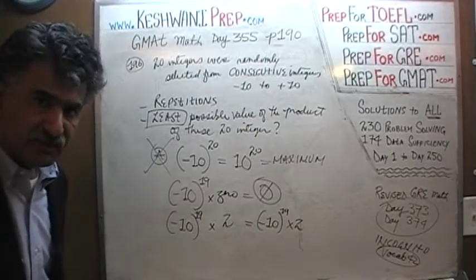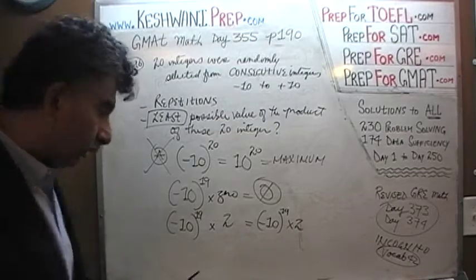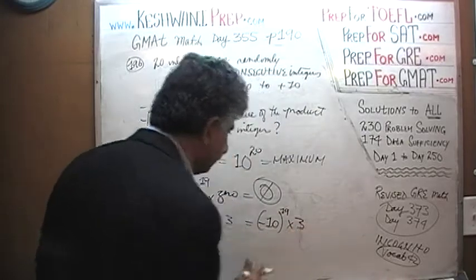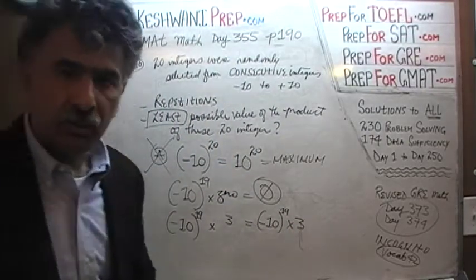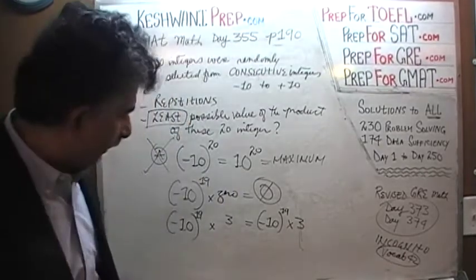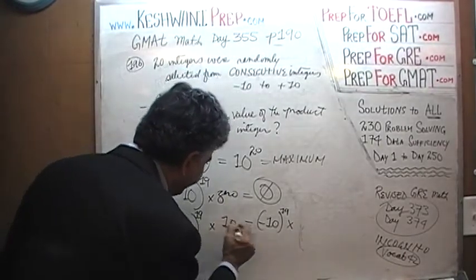Is that the smallest possible value that we can find of the product of these 20 integers? The answer is no. Why stop at 2? Why not go to 3? Let's go the whole hog, all the way. Why stop at 3? Why not go all the way up to 10?